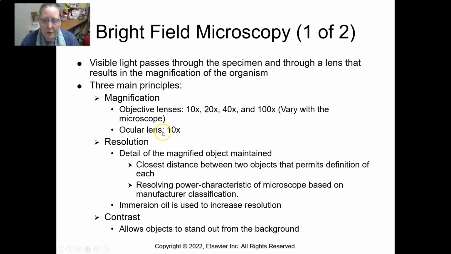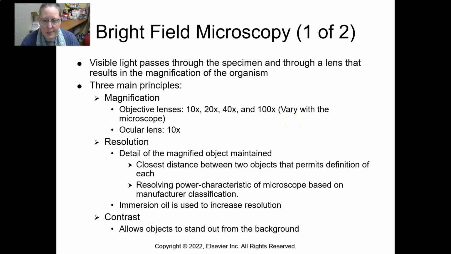The ocular lens is always 10 times magnified, so that's the lens in which you look. And then your total magnification is going to be the magnification of the objective lens multiplied by the magnification of the ocular lens. So if you are using the 10x, it would be 100 times magnified. If you're using the 40x, it would be 400 times magnified. If you're using the 100x, it would be 1,000 times magnified.